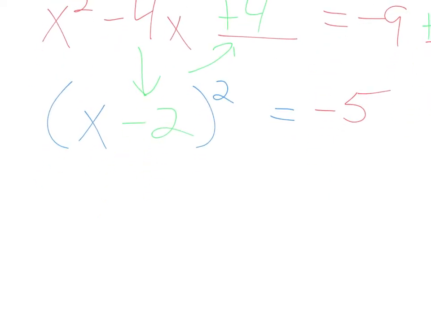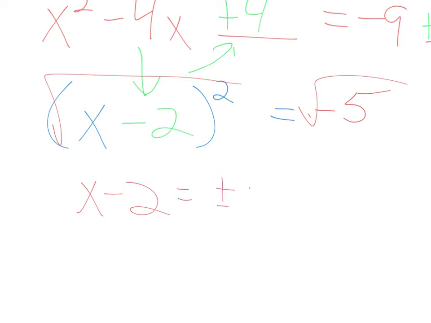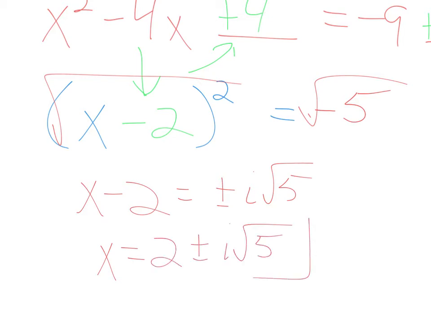So here's the equation now that I need to solve. (x - 2) quantity squared equals -5, square root each side. I've got x - 2 equals plus or minus i rad 5. Therefore, x equals 2 plus or minus i rad 5.